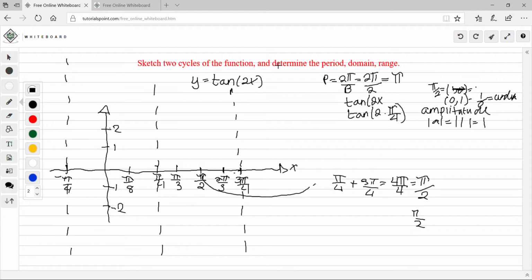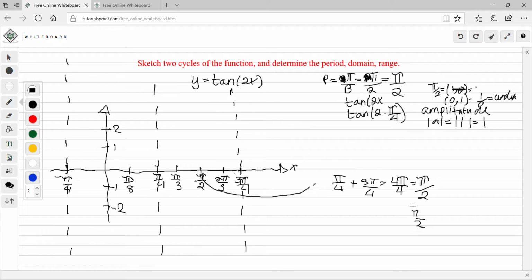Whoops, sorry, okay, so I messed up right here. The period is not 2 pi over b, it's just pi over b. That's the sine and cosine graph, so ignore that. So it's pi over 2, right? That's our period. Pi over 2. So we said our period is pi over 2.